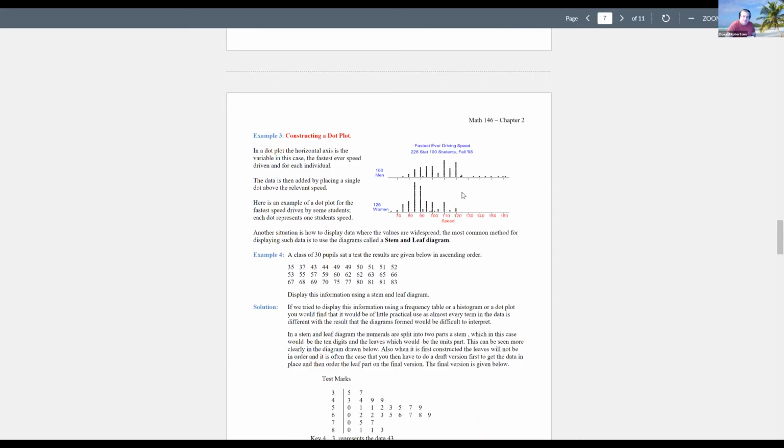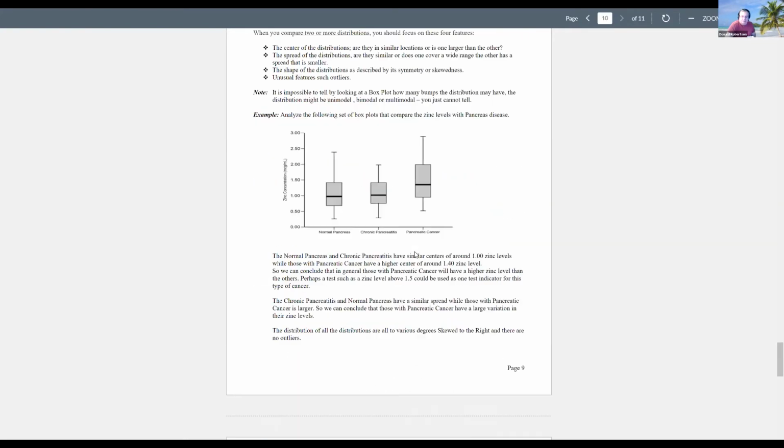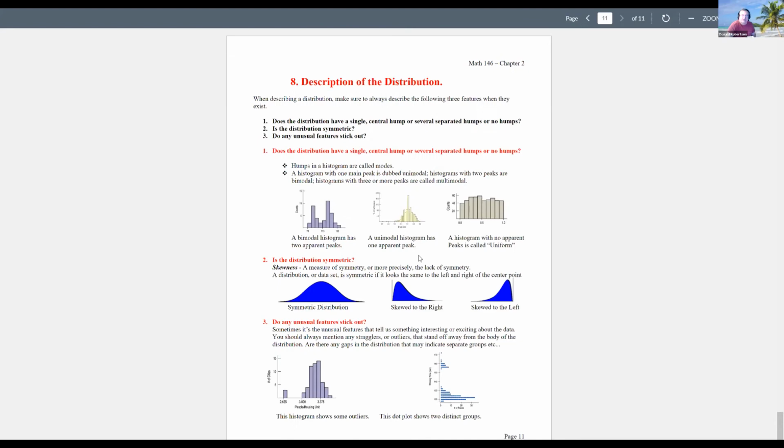Here is an example of a dot plot, which is essentially just a visual person representation of data. And skip that stuff, we'll come back to that later. Skip all that stuff. Right, here we go.